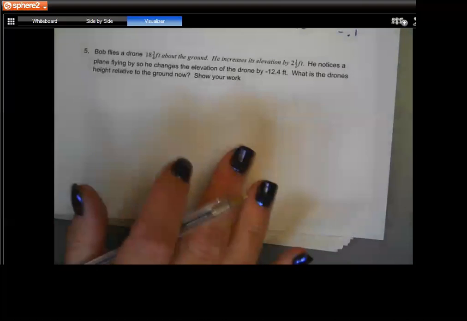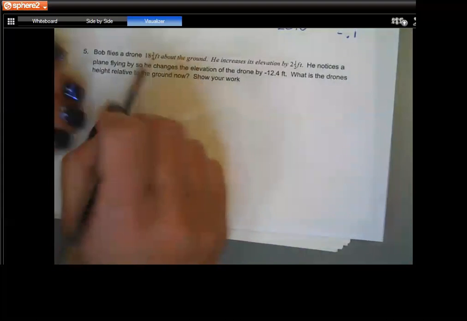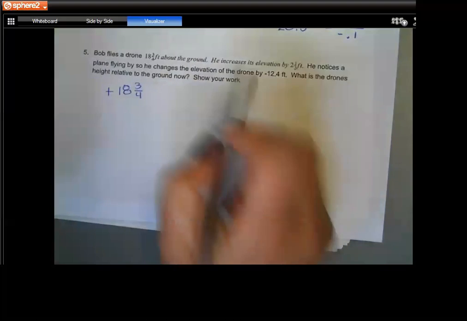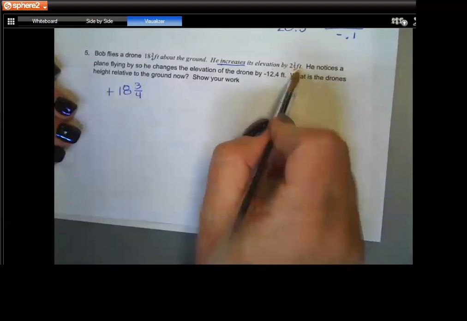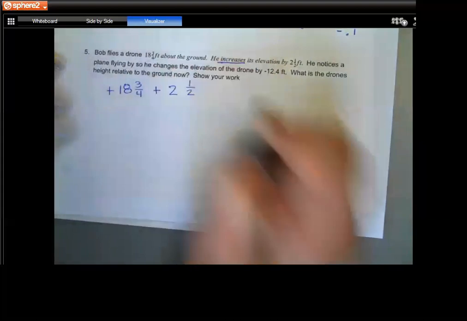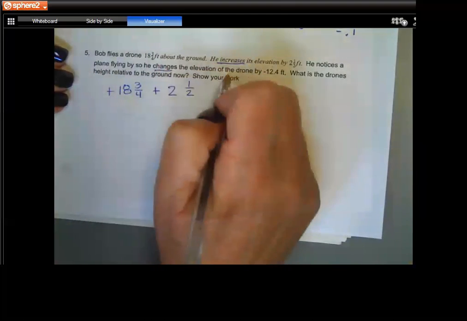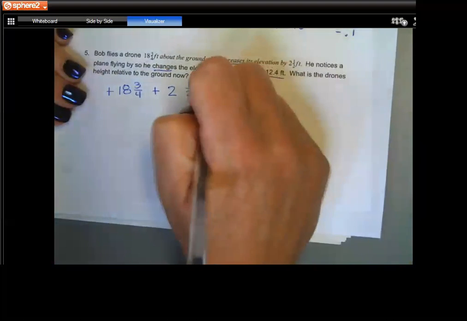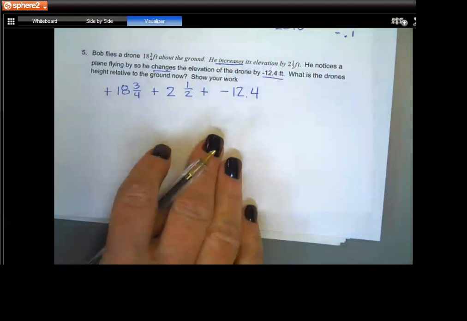Last one. Bob flies a drone 18 3/4 foot above the ground. So that must mean that this is a positive 18 3/4. He increases its elevations by 2.5 feet. Increase means he goes up. So we're going to add 2.5 feet. He notices a plane flying by, so he changes the elevation of the drone by negative 12 and 4/10. So we're going to add a negative 12 and 4/10. So here is my expression.